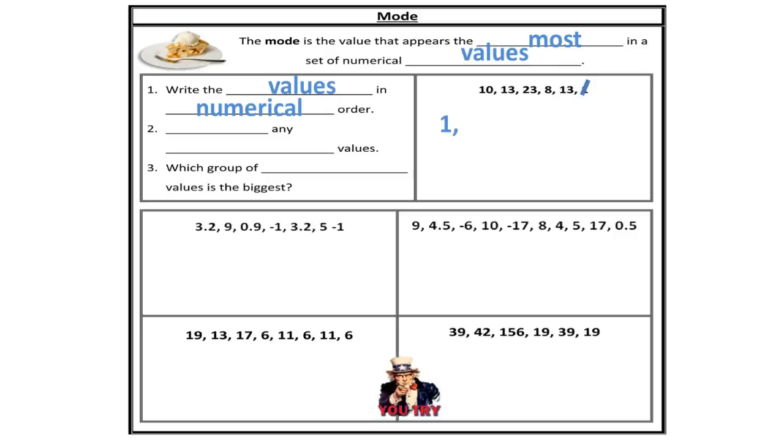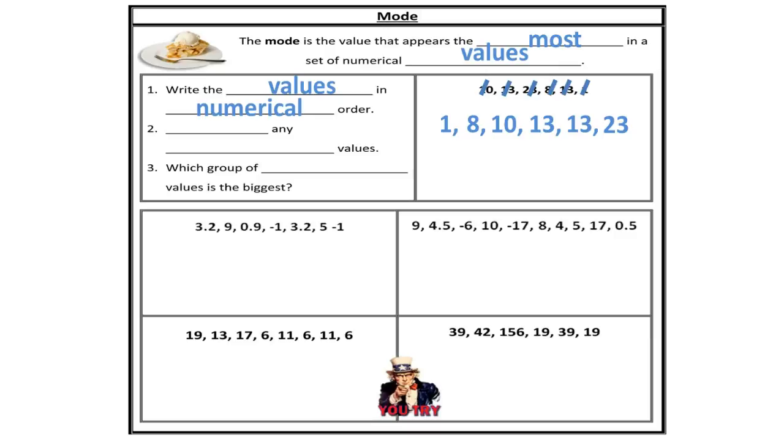As I go, I cross out the values so I don't use the values more than once or forget which values I have or haven't used. 10's the next biggest, then 13 again. If there's more than one number, list them both, cross them both off, and there's 23. I started with 6 values, I ended with 6 values. It's always a good way to check that you wrote them in numerical order.